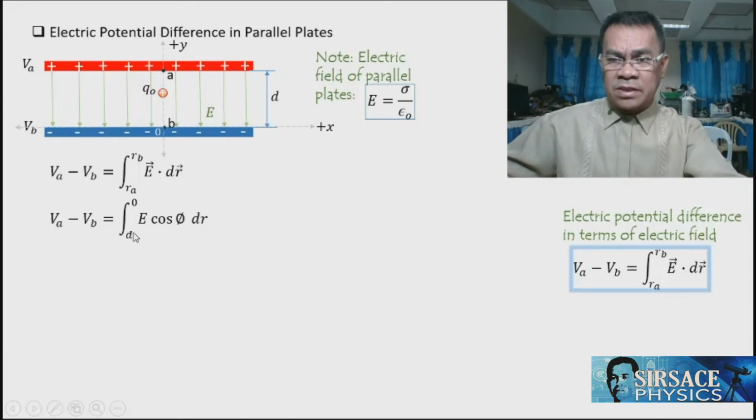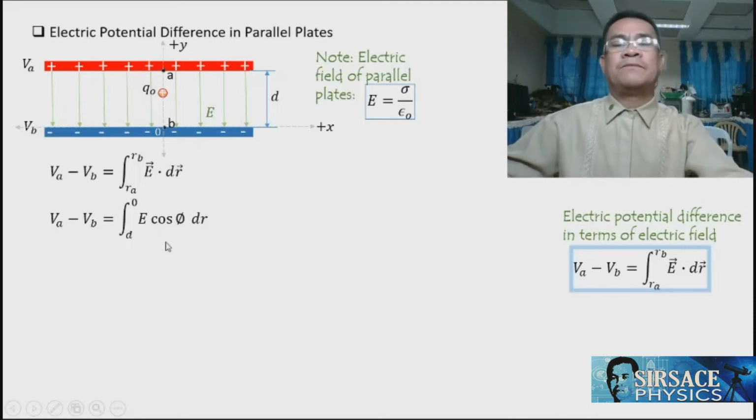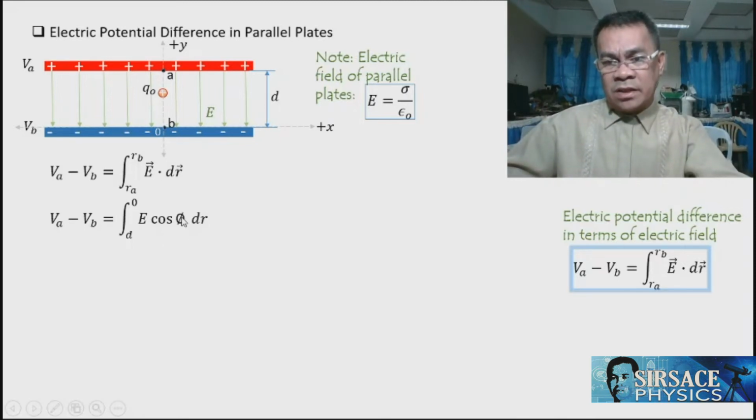So therefore, the initial must be your d because the particles start from A. So this must be d, and the final is zero. Now take note that this one, the angle between the displacement and the electric field, is zero. So therefore, cosine zero becomes one.